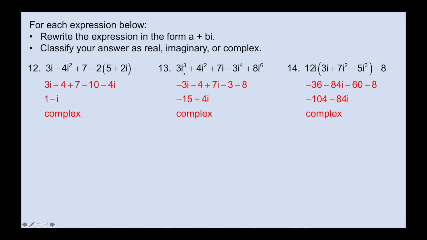For 13, i to the third is going to turn into a negative i. So 3 times negative i makes this negative 3i. i squared turns into a negative 1. So 4 times negative 1 gives us negative 4.